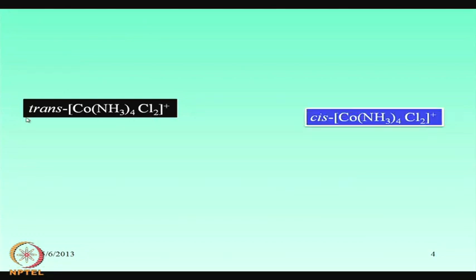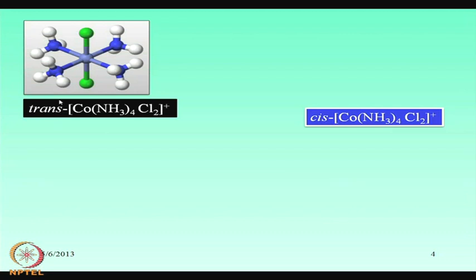When 4 ammonia molecules are attached to the cobalt center along with 2 Cl ligands, we get the trans isomer when the chlorine-cobalt-chlorine bond angle is 180 degrees. When the chlorine-cobalt-chlorine angle is close to 90 degrees, we get the cis isomer. We label it as cis-[Co(NH3)4Cl2]+. So this is the corresponding structure.